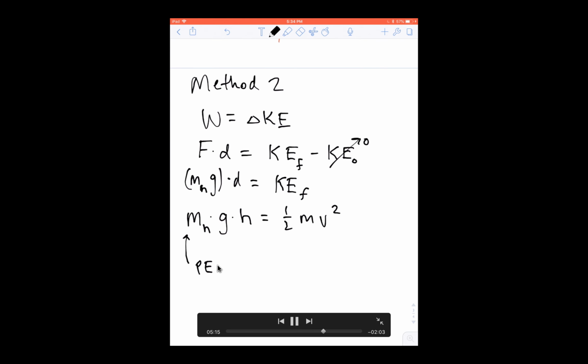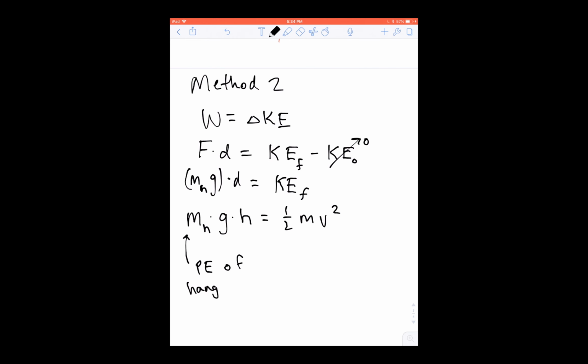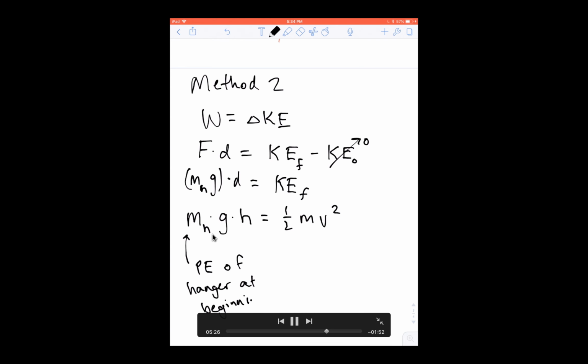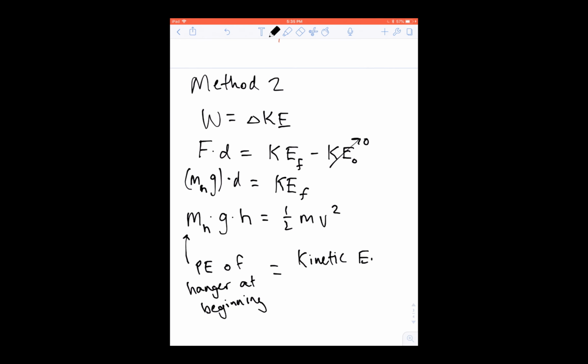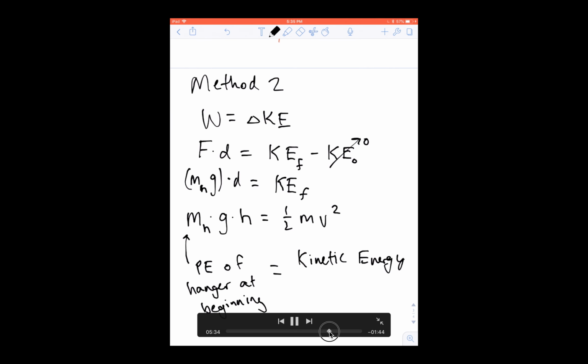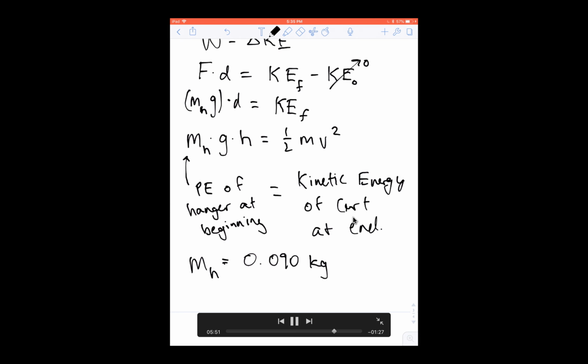So to summarize that, the left-hand side is just the potential energy of the hanger. How much work did it take to get the hanger up to the top, or up to where it started? It's going to fall a distance h, and the force it exerts will be its weight. On the right-hand side, that'll just be the change in kinetic energy of the cart. And that'll be at the end.